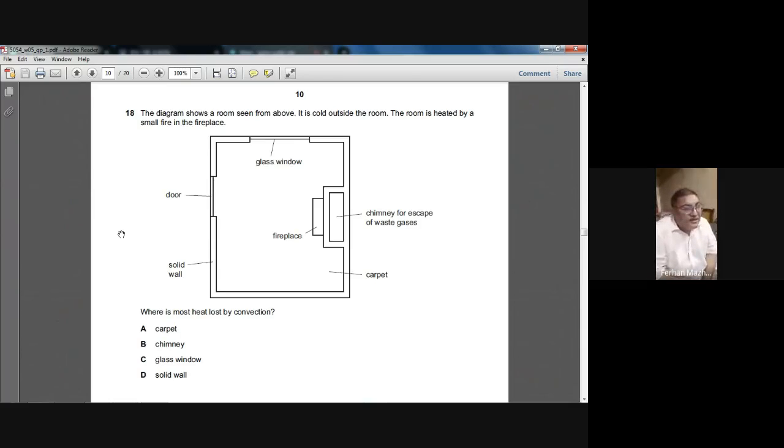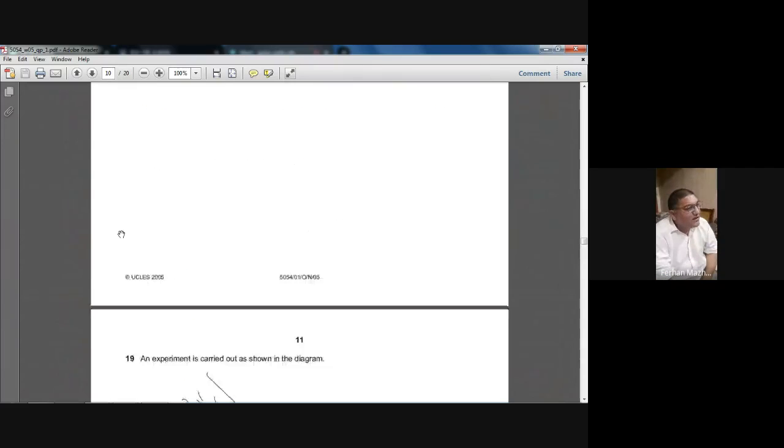So where you have put the fireplace, there is a chimney, and from the chimney the hot air will be going out. The chimney is basically for the smoke, but it's the hot air which is going out. So the convection will be going out through the chimney. So where is the most heat lost by convection? That should be the chimney. So B is the right choice for question number 18.